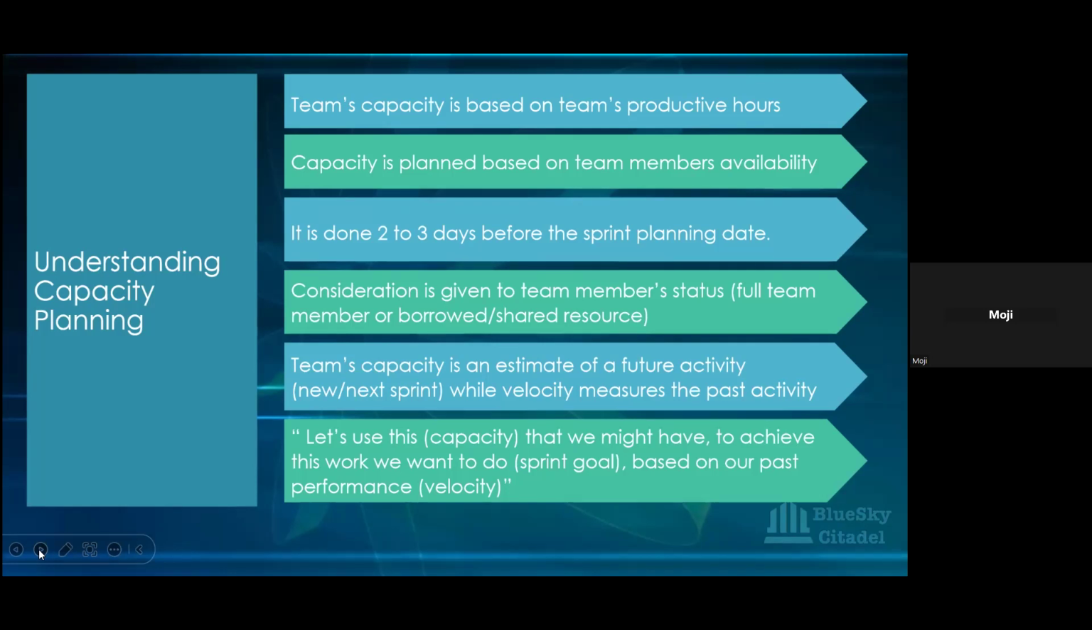Another thing is your capacity is planned based on your team's availability. So it's based on the days, the hours they are at work. It's 10 days. Moji is here for 10 days and everything.